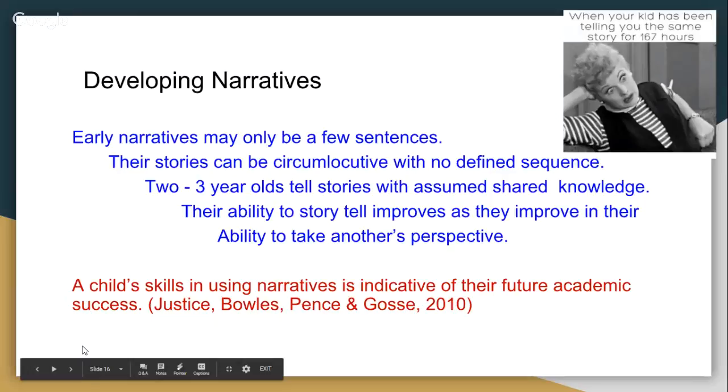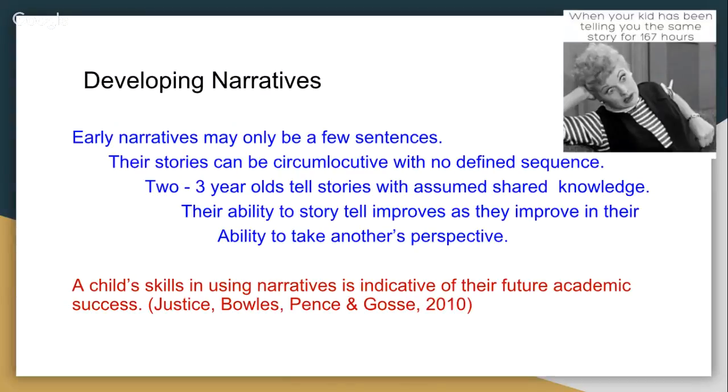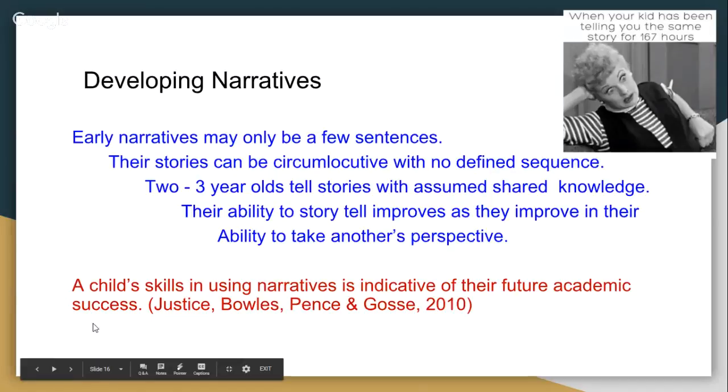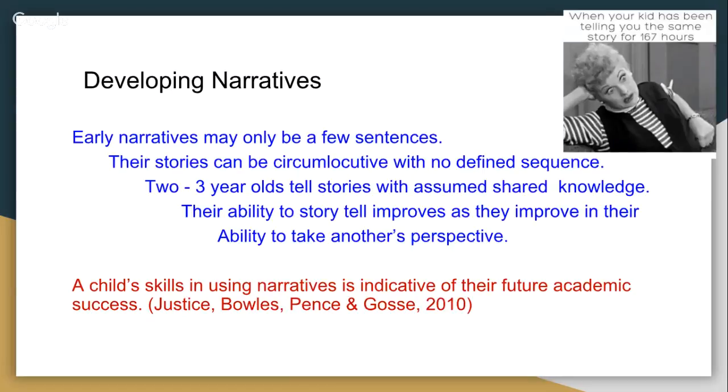A child who's very good at telling stories is often the child that we see who does well academically. All of life is a story. If you think about how we talk about the digestive system, it still has a sequence, a beginning, middle, and an end. If we talk about the Civil War, it has a sequence with characters, a plot, resolution. The essence of the story is crucial to academic success.